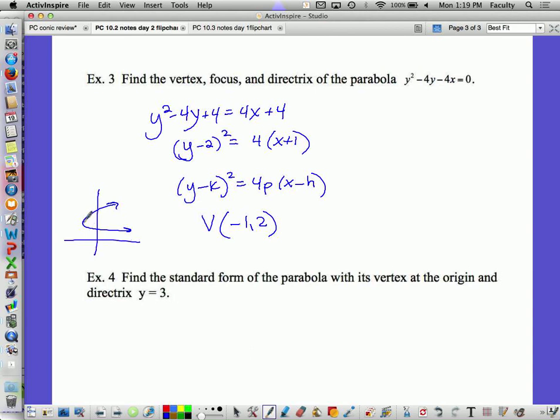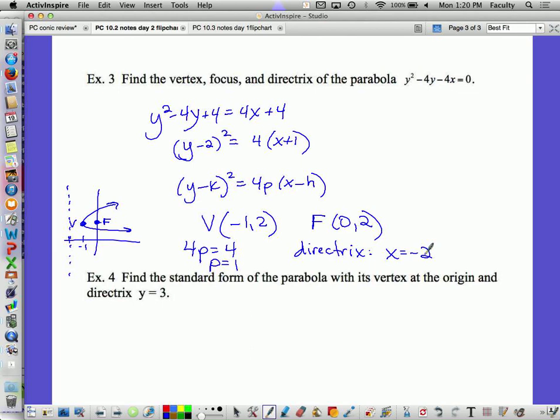So I'm at (-1, 2). There's my vertex. We have to figure out p. 4p equals 4, so p is 1. So I'm 1 unit in for the focus, which would be (0, 2). Then where would be the directrix? Anybody want to try it? Tyler, what do you think? x equals -2, because it's vertical, right? So the directrix is x = -2.